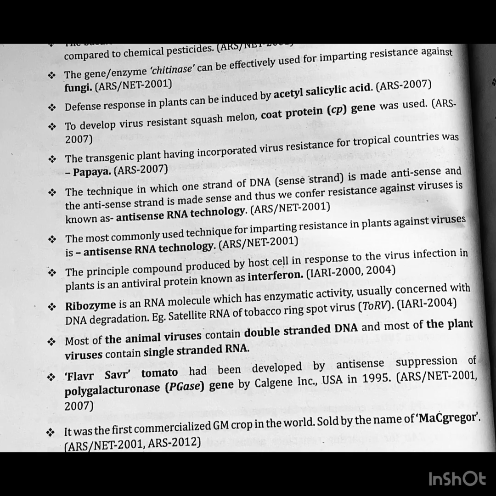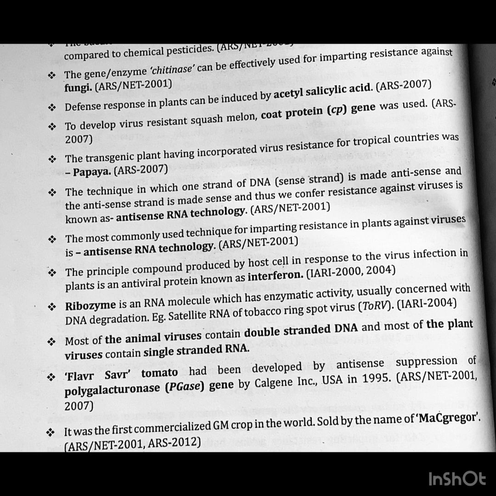ARS NET 2001: The principal compound produced by host cell in response to virus infection in plants is an antiviral protein known as interferon. Question asked in IRI 2000 and 2004: Ribozyme is an RNA molecule which has enzymatic activity, usually concerned with RNA degradation. Example is satellite RNA of tobacco ring spot virus. Question asked in IRI 2004: Most of the animal viruses contain double stranded DNA and most of the plant viruses contain single stranded RNA.